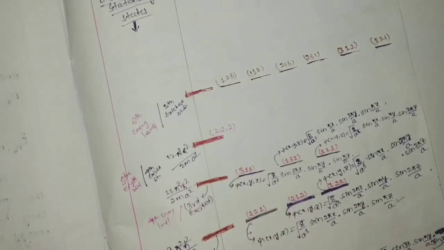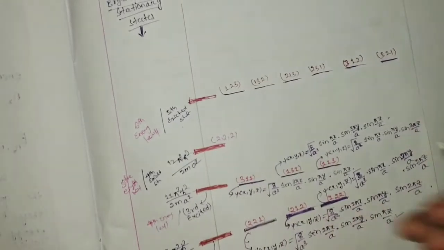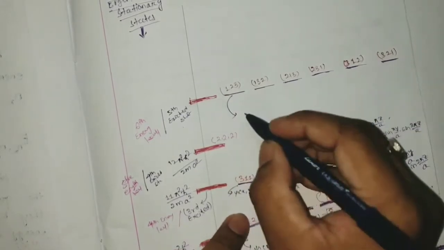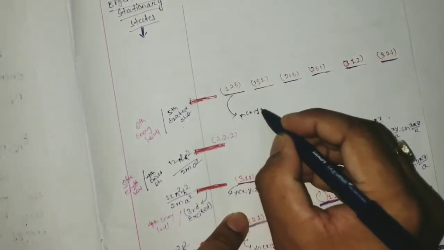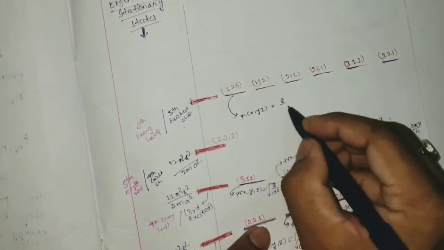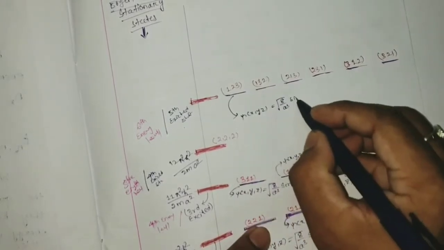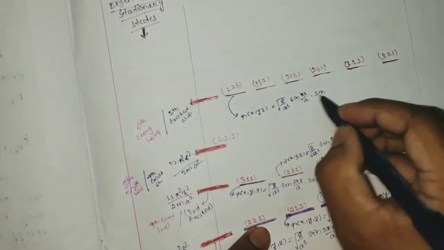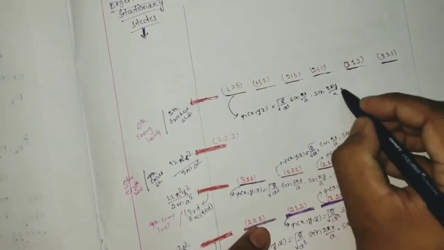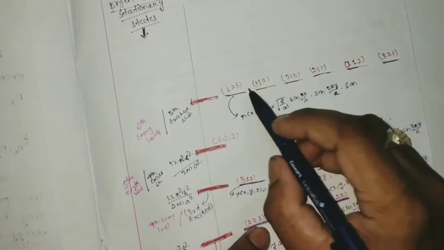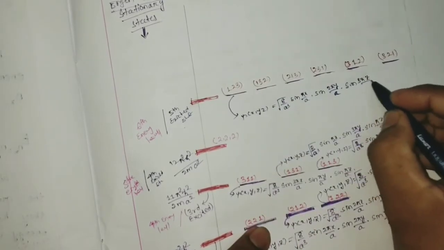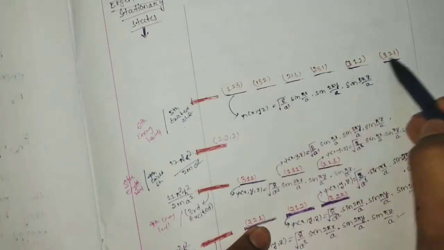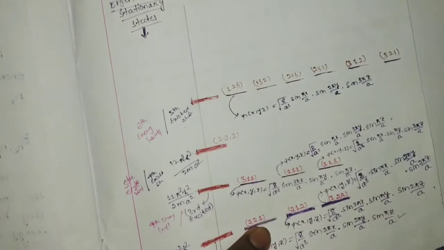Likewise, we can write the corresponding eigenfunctions for each state. If we write for this one, the eigenfunction psi x y z will be equal to root over of 8 by a cube, sine, 1 is there, so pi x by a, into sine, 2 is there, 2 pi y by a, into sine, 3 is there, 3 pi z by a, right. Likewise, we can write the wave functions or eigenfunctions for all the other 5 degenerate states.